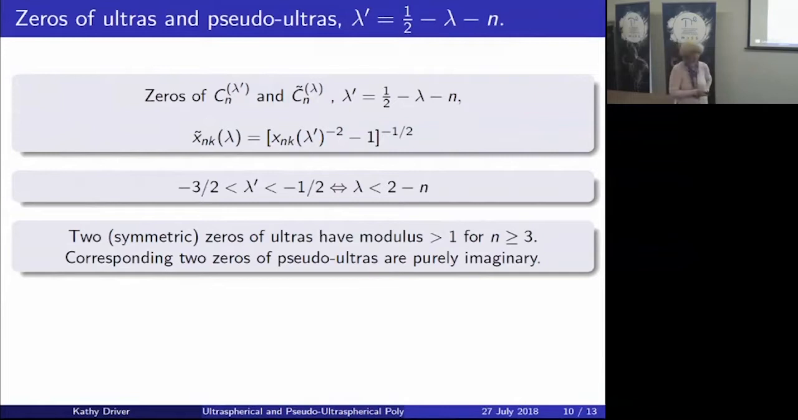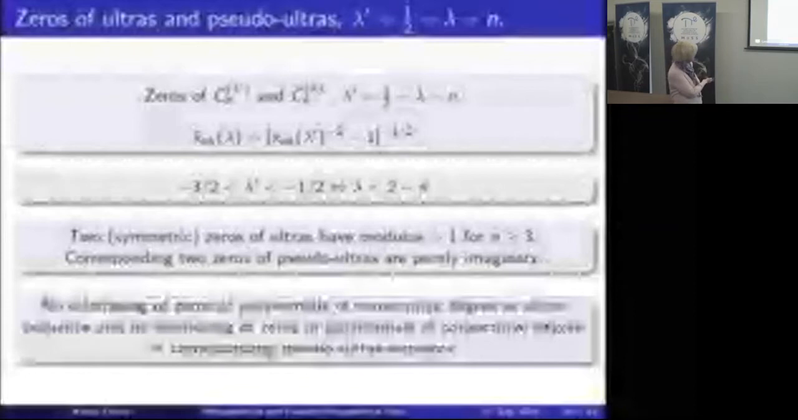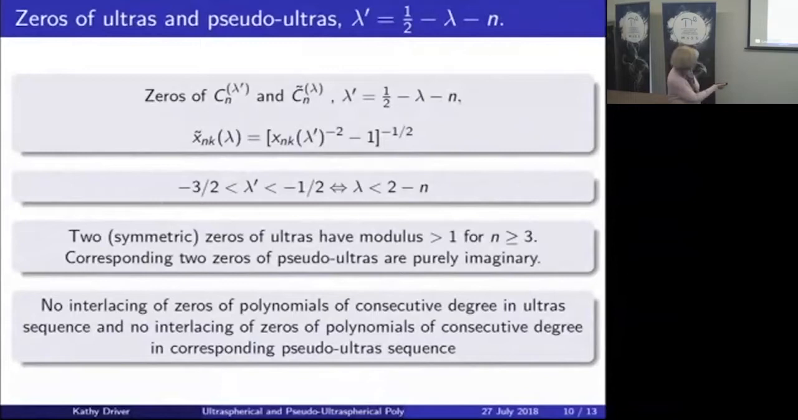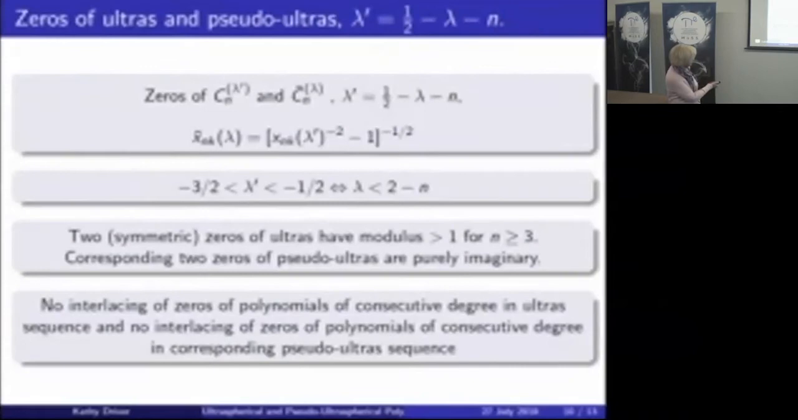For the simple, pure, ultraspherical with lambda outside the interval of orthogonality. Inside the interval of orthogonality, they're all in minus 1, 1. If I let lambda go between minus a half and minus 3 over 2, there are exactly 2 zeros outside the interval. Okay, so they have modulus greater than 1. And if you do very simple arithmetic, you find that the corresponding zeros of the pseudo-ultraspherical polynomials are purely imaginary. So there's no interlacing of consecutive degree in the ultra sequence or in the corresponding pseudo-ultras.